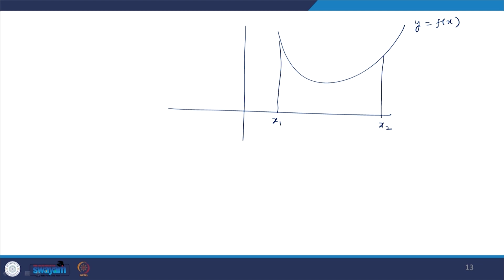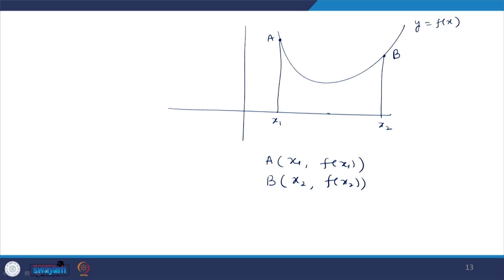Now, what are the coordinates of this point A? The coordinate of point A will be (x1, f(x1)), because x is x1 and y is given by this expression, y equal to f(x1). Now, what is the coordinate of point B? The coordinate of point B will be (x2, f(x2)).